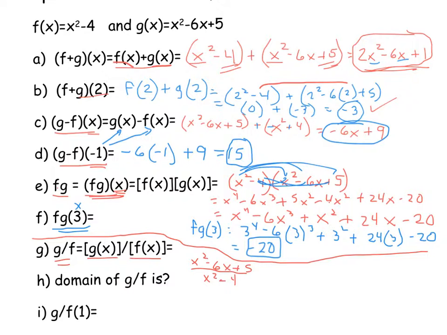Now, the only way you could simplify this, you cannot cancel out the x squareds. The only way you could simplify this would be to be able to factor it and get a common factor to cancel. So if I actually factor, I'd have x minus 5 and x minus 1. And in the denominator, I'd have x minus 2 and x plus 2. Since I don't have a factor common, like there's not an x minus 2 on the top and bottom or an x minus 1 on the top and bottom, I'm not able to simplify. So technically that is your best answer.